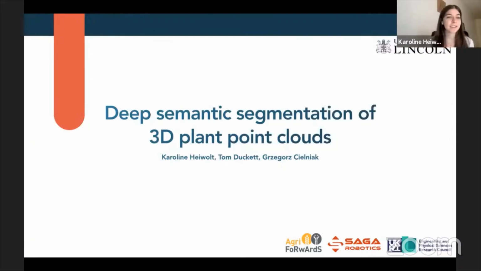I will present today our work on exploring the use of deep learning for semantic segmentation of plants in 3D space. So for my PhD, I generally work on 3D perception for agricultural robots.